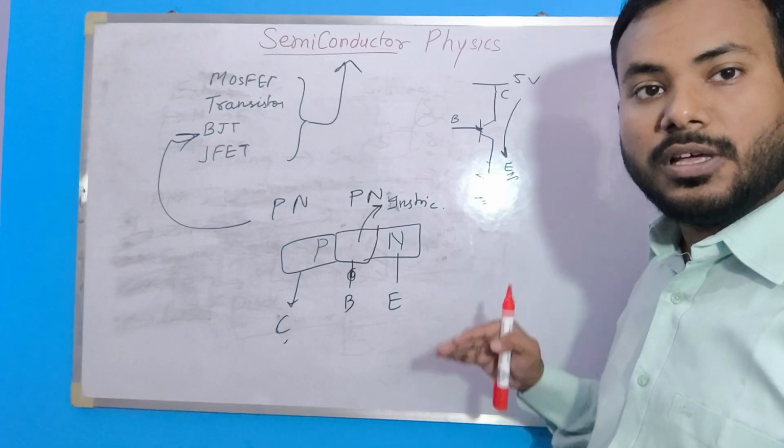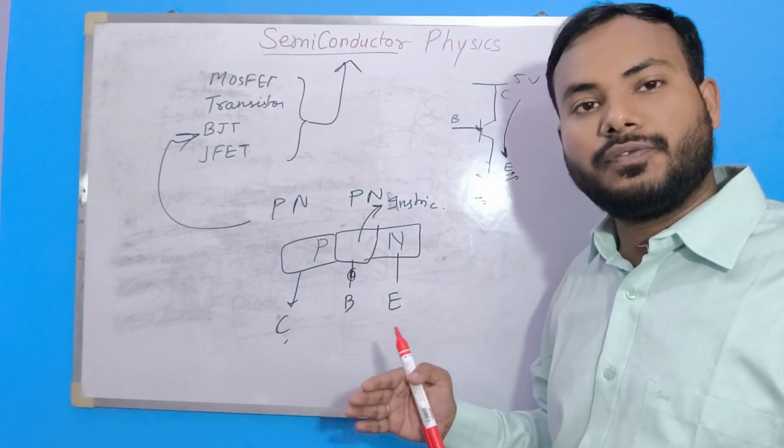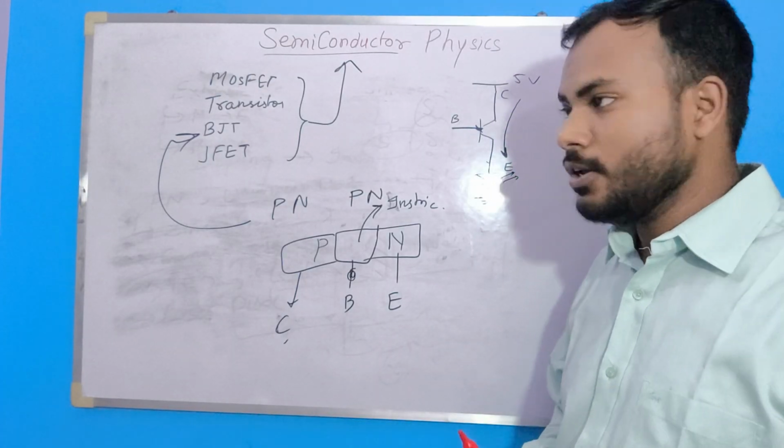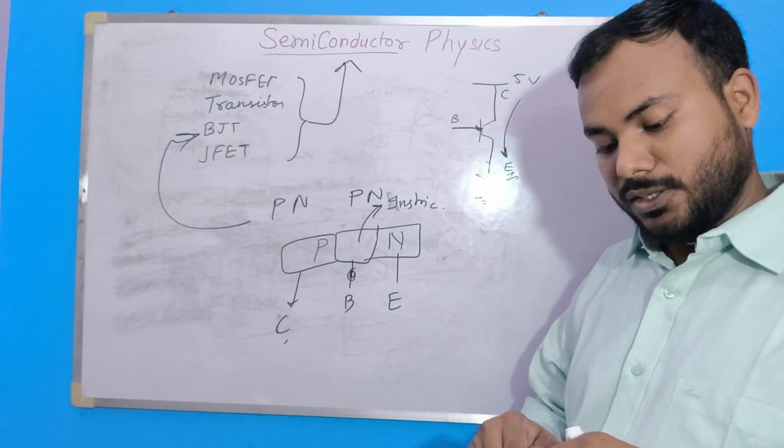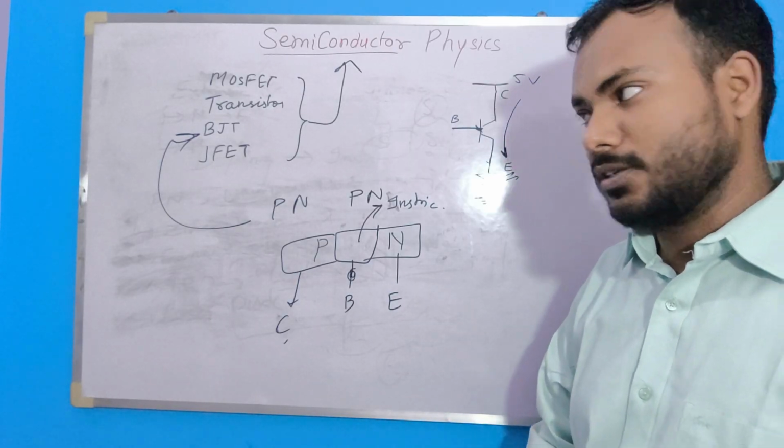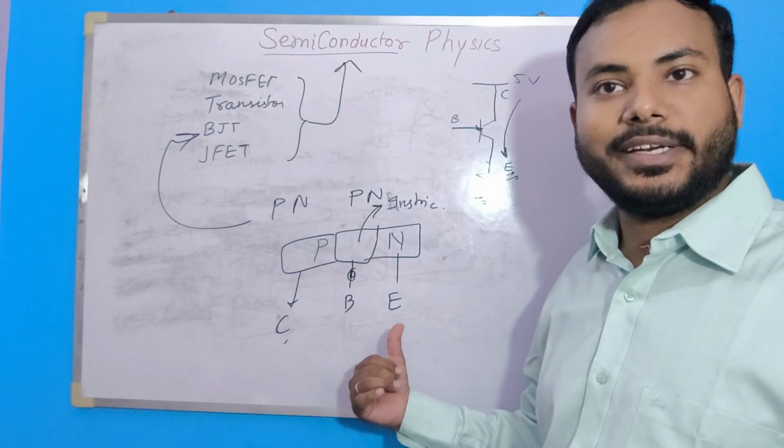Using this BJT, we have made inverters and different application devices. So in the first lecture of semiconductors, we have understood what a semiconductor is, how this term comes from semiconducting devices, and its uses and its applications.